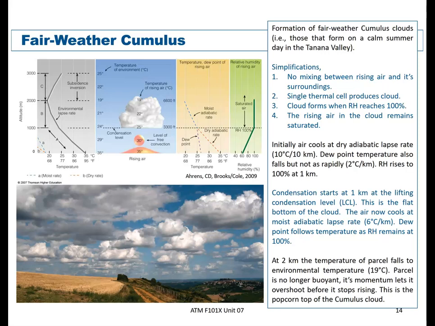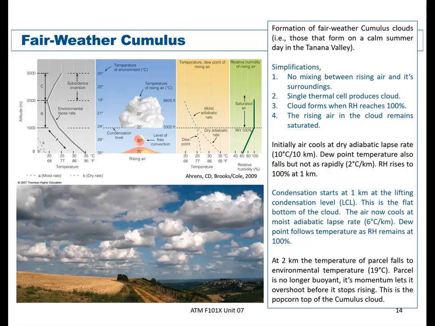Above 1 kilometer, the air parcel continues to rise at the moist adiabatic lapse rate, 6 degrees Celsius per kilometer. It remains buoyant up to 2 kilometers. At 2 kilometers, the parcel temperature and the environmental temperature are both 19 degrees Celsius. The parcel is no longer buoyant, but will continue upward for a short distance before beginning to fall. This defines the popcorn structure at the top of the cloud. The level where the condensation occurs, in this case 1 kilometer, is called the lifting condensation level. It is the altitude where the cloud base is realized.